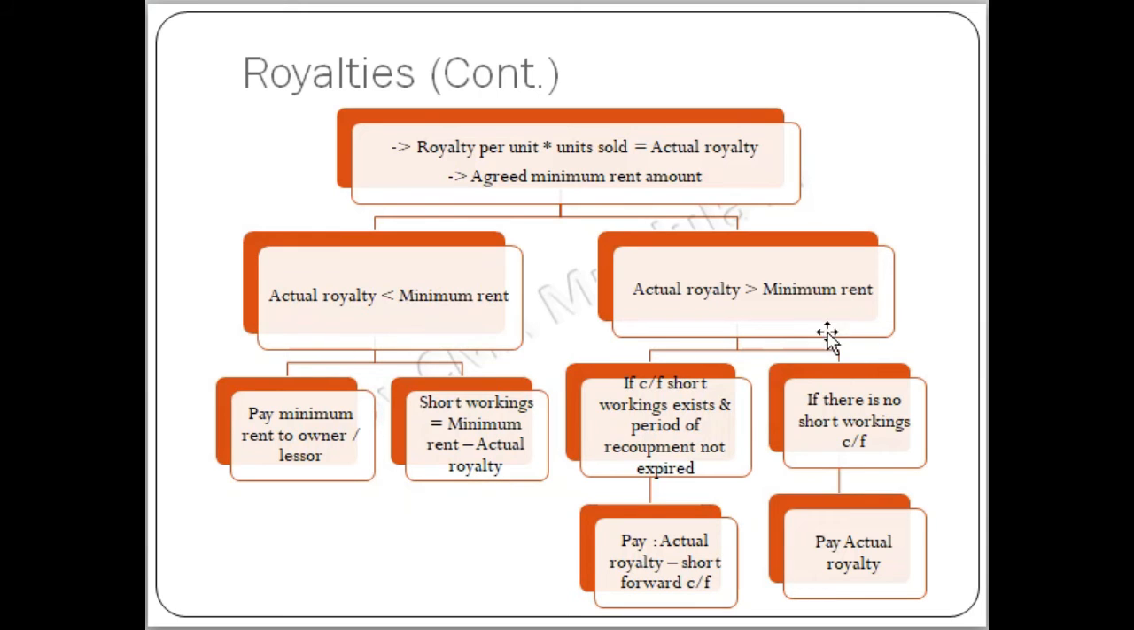Now, this exercise is done on a yearly basis. Now we have a carry forward of short workings. What we will pay is the actual royalty calculated minus the short workings carry forward. So we're adjusting the higher amount paid in the earlier years. Okay. One thing we have to keep in mind is that short workings has a recoupment period. So it could be a fixed period or a flexible period. The question will mention the same. So ensure before using the carry forward short workings that the period of recoupment exists. If it is expired, then you cannot adjust the short workings with the actual royalty. So the calculation is simple.